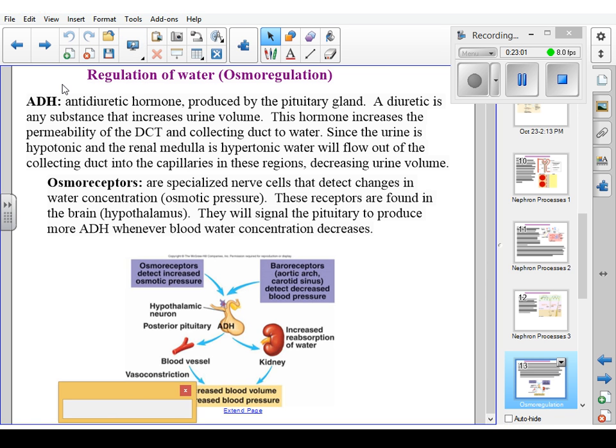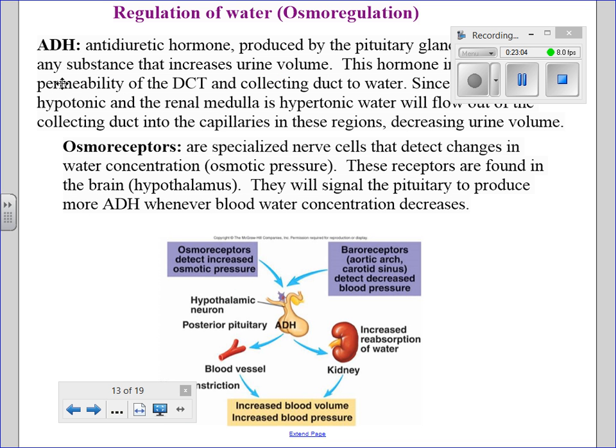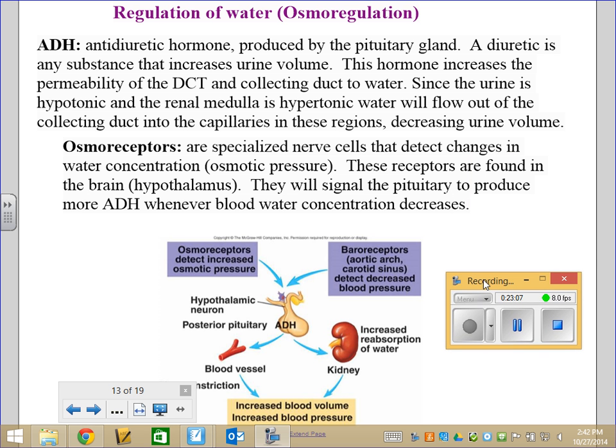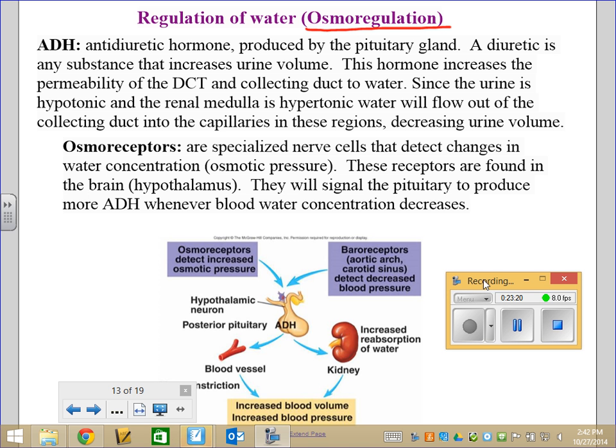So we are going to talk about things that happen in your nephron in terms of hormones. So the first thing we'll talk about is the regulation of water, which is called Osmo Regulation. I'll just pause here for a second so people have a chance to write the words down, and then we'll talk about them. So I'll just explain a few of the terms that are up here so that you can be sure that you know what they mean.